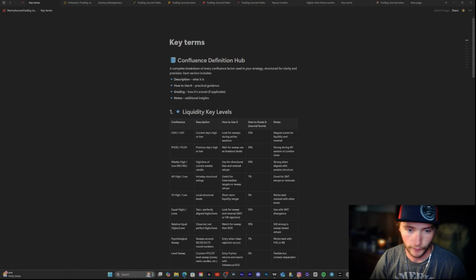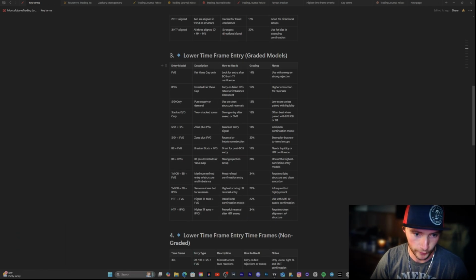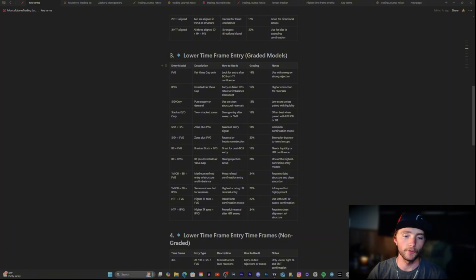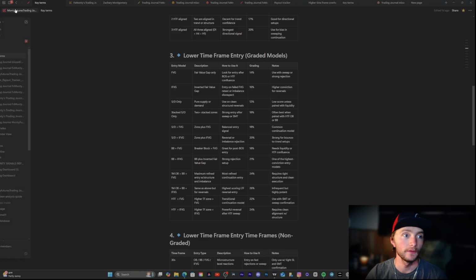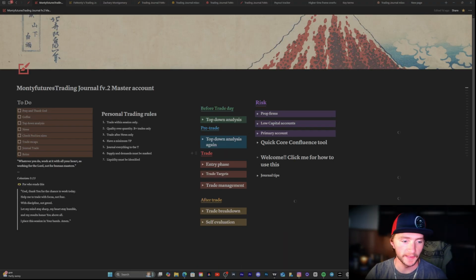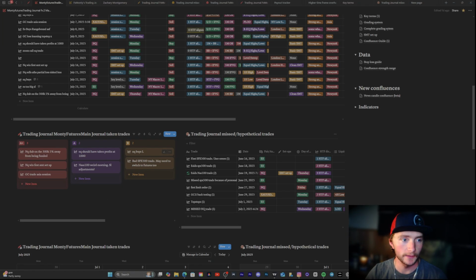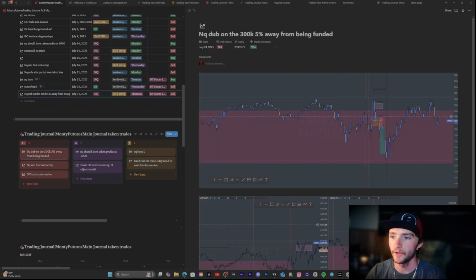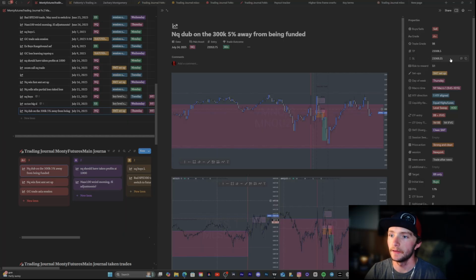If we go to key terms here, I'm going to go to entry models here. So inversion fair value gap and the breaker block, a strong combo there. The strongest one's definitely going to be the 1 minute supply or demand and confluence with it. But yeah, that is it for this trade here. Very simple setup. Honestly, would take it again and again.